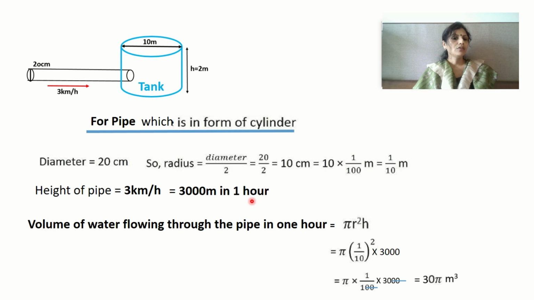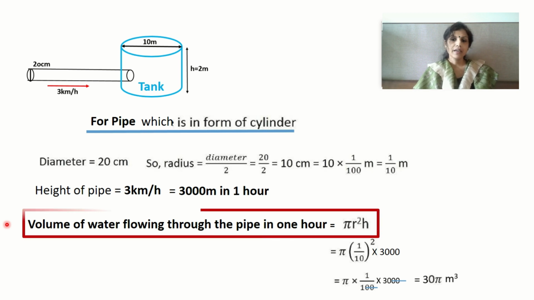So now I can find out the volume of water flowing through the pipe in 1 hour time. So pi r square h, pi we'll keep as it is. Radius is 1 by 10 the whole square, and height, in 1 hour time, how much distance is the water traveling through the pipe? It is 3000 meter. So if you cancel this 100 and these two zeros, you get the value as 30 pi centimeter cube. Sorry, this is meter. 30 pi meter cube is the volume of the water flowing through the pipe in 1 hour time.